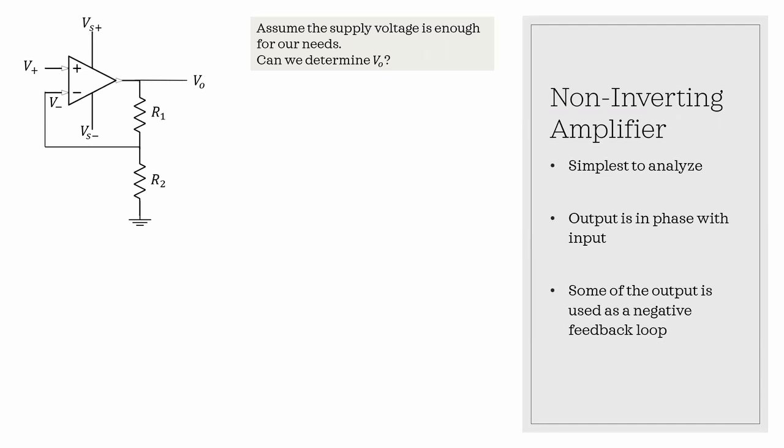So the basic setup of this one is that the non-inverting input is our signal that we're measuring, that we're taking into account. The op-amp is going to do its thing, and then a portion of the output is fed back into the inverting input, V minus, through a voltage divider. And our task is to determine the output, VO.